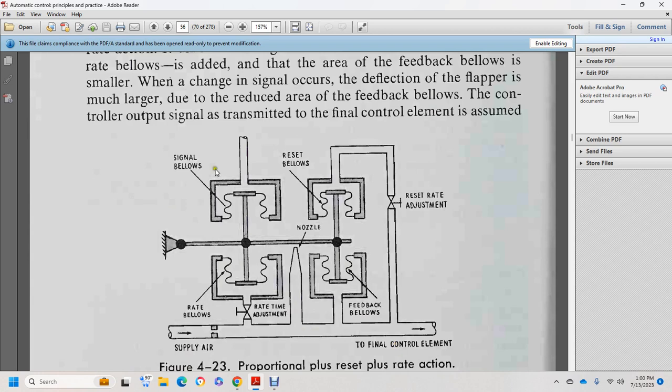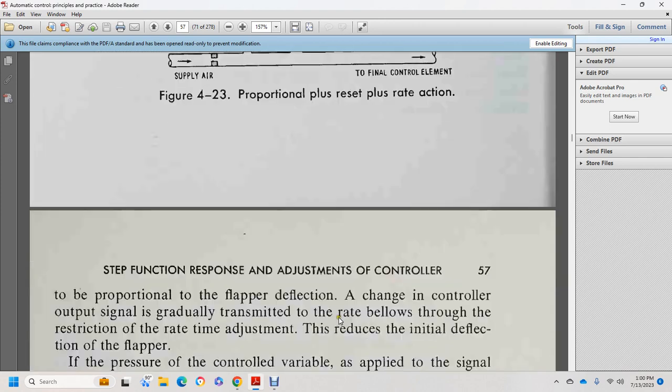So now we have the signal bellows, rate bellows, rate adjustment, feedback bellows, and reset bellows. You have a reset bellows, signal bellows, reset bellows, feedback bellows, and rate bellows. We have the supply air going to the final control element.